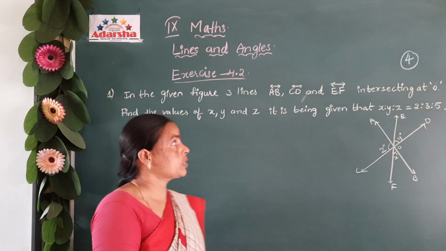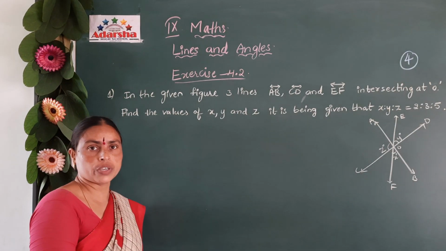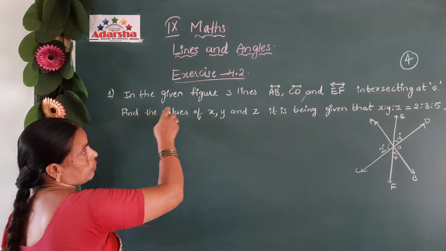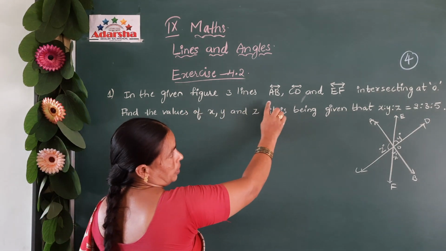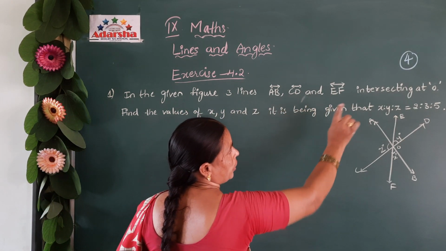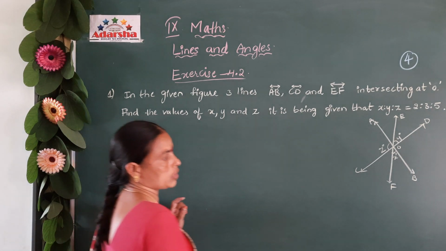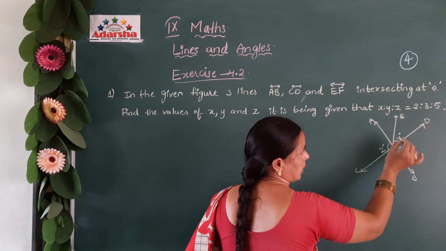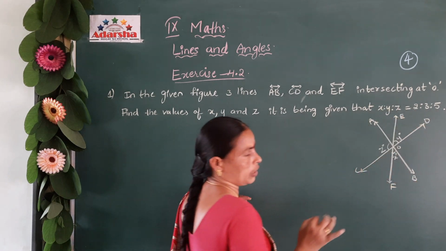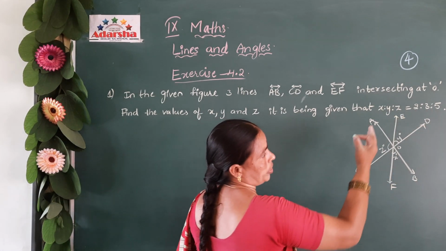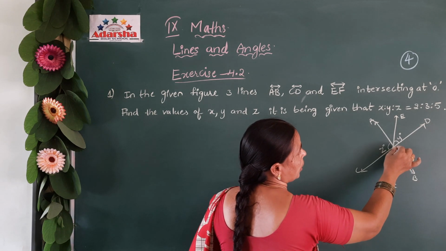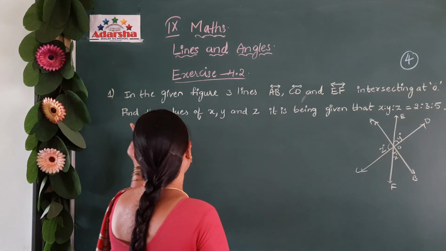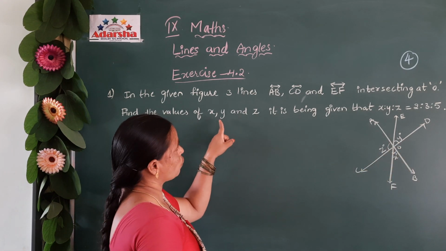Children, from exercise 4.2, our first question is: in the given figure, three lines AB, CD and EF intersect at point O. Okay, this is the given figure. In this, AB is the first line, CD is the second line and EF is the third line. Three lines AB, CD and EF intersecting at point O. Find the values of x, y and z.